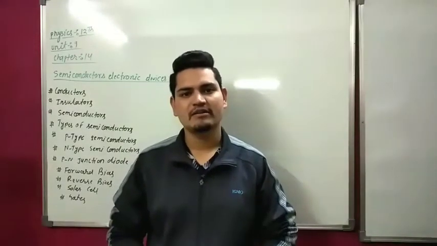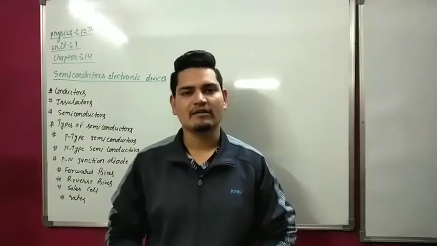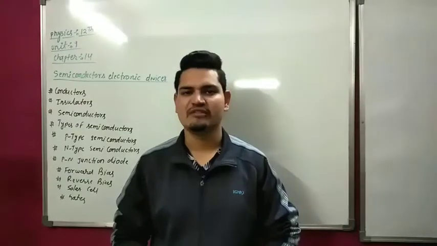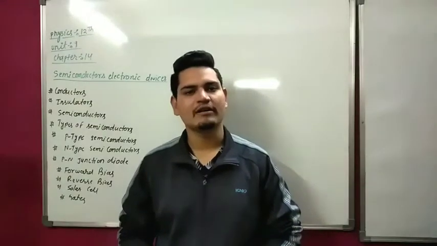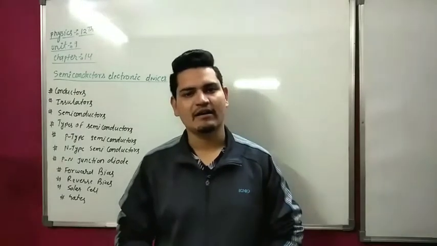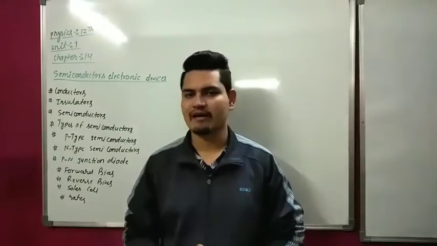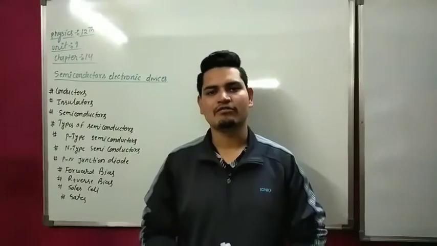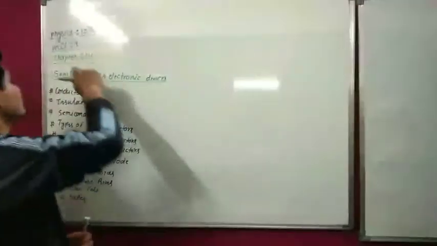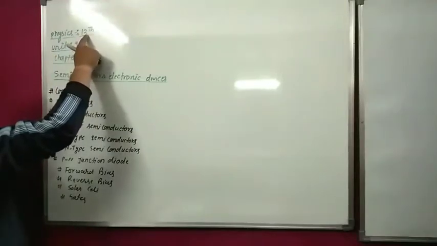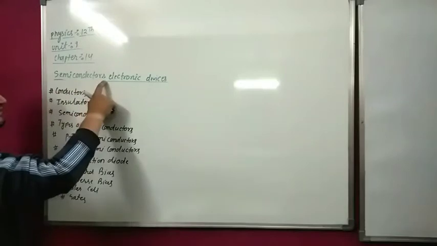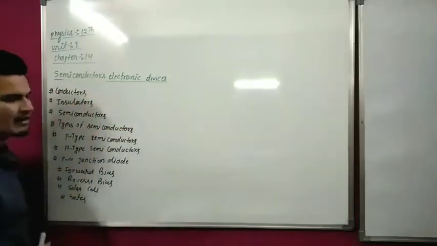I am Abrar Ahmed. Today we are going to start class 12th physics unit 9 chapter 14. This is our last unit and last chapter, semiconductor or electronic devices. So without wasting time, let's start physics class 12 unit 9 chapter 14, semiconductor electronic device.